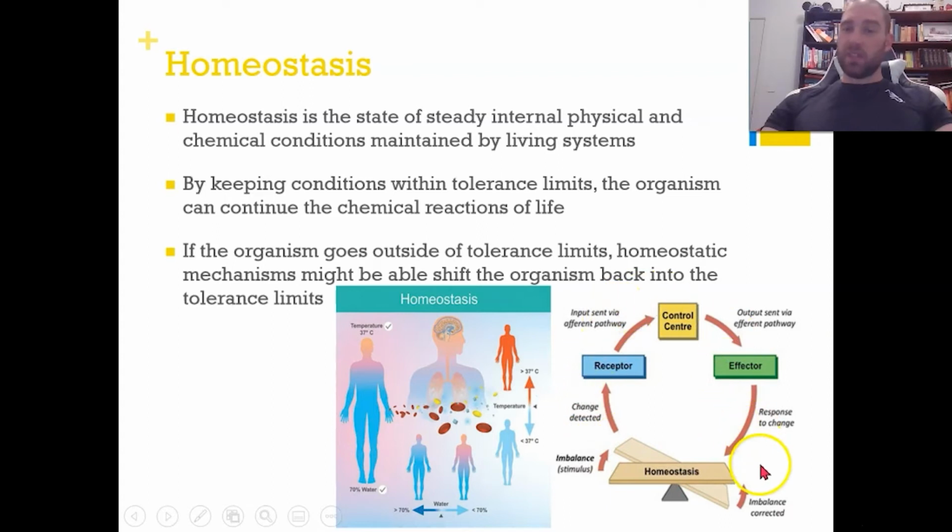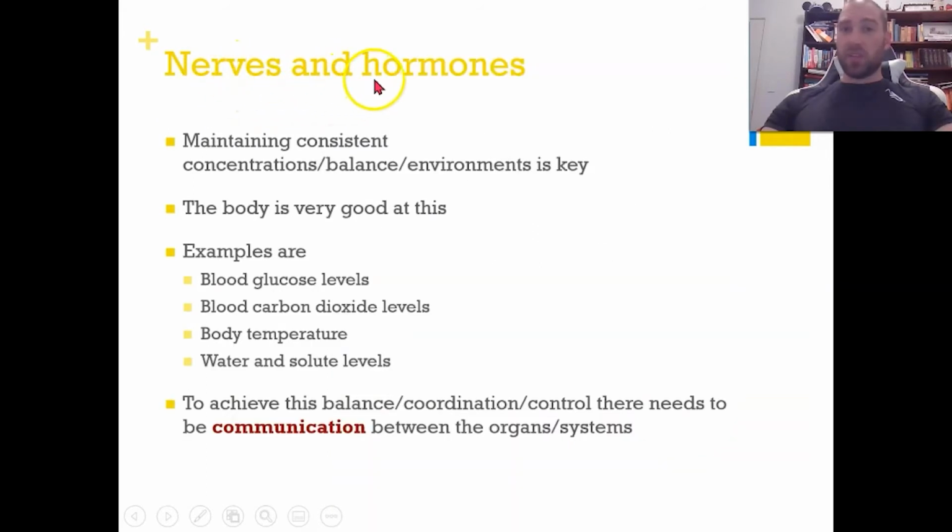We're doing something, we're getting an effect, and then that leads to a change, and then that change might be reducing the effect later on. As I said, this is moderated by nerves and hormones, so we maintain specific concentrations or balance or environments. And our bodies are particularly good at this in terms of things like blood glucose levels, carbon dioxide levels, body temperature, which I've been talking about, and water and solute levels.